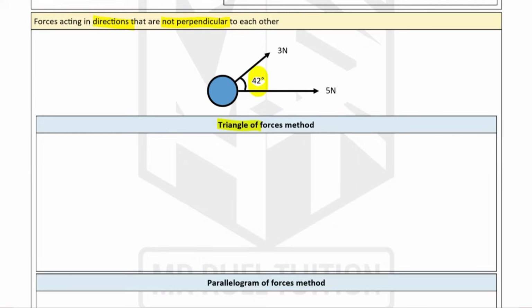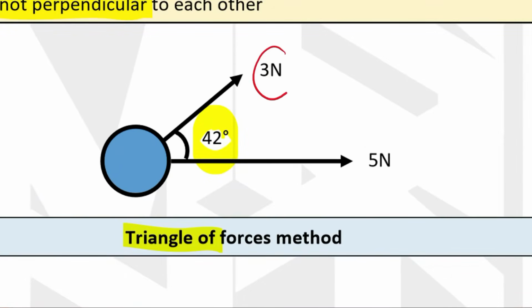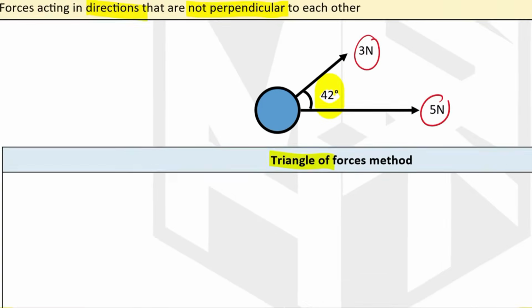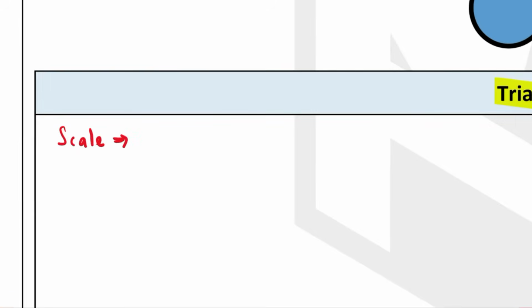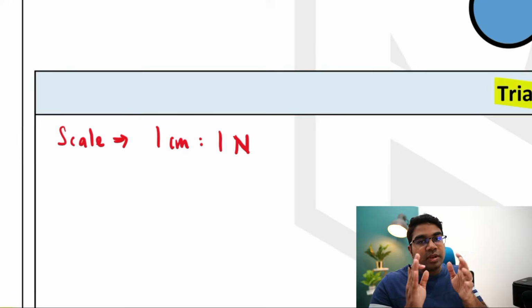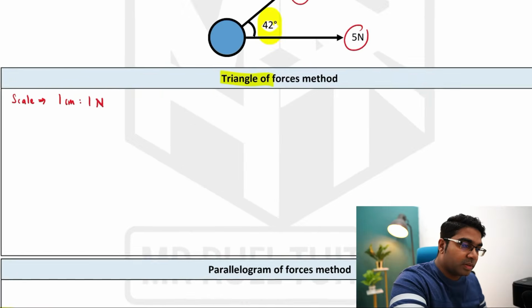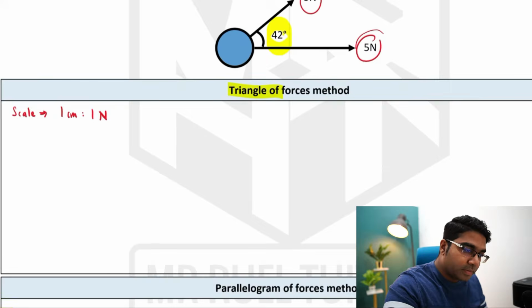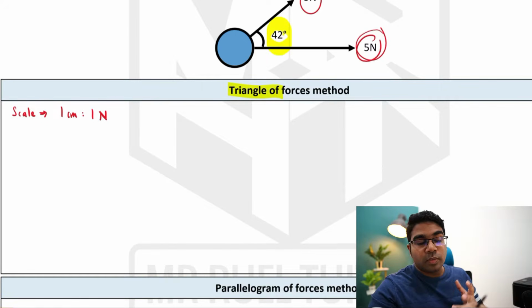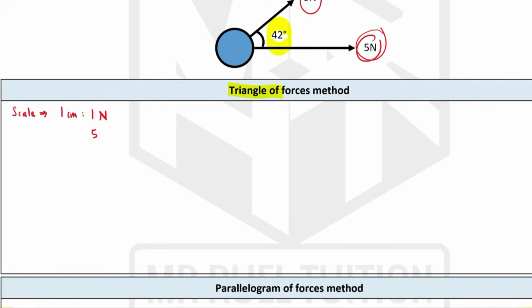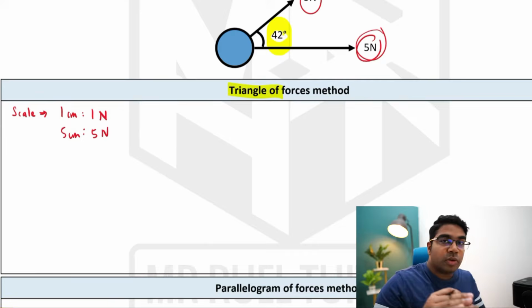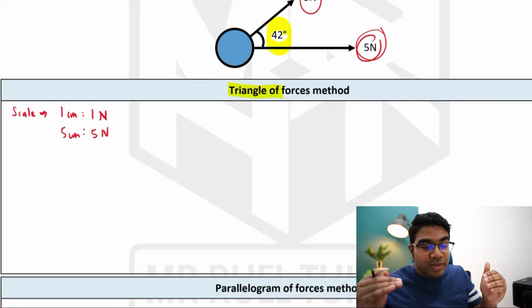Since the magnitude of these two forces are small, that is 3 newtons and 5 newtons, I'm going to set my scale to be 1 centimeter to 1 newton. That is to say, every centimeter represents 1 newton of force. Now let's draw the triangle. In this case, we have 5 newtons as the horizontal force, which means 5 newtons will be 5 centimeters. So I need to draw a horizontal line at 5 centimeters.